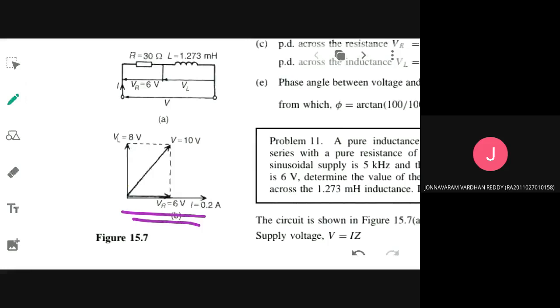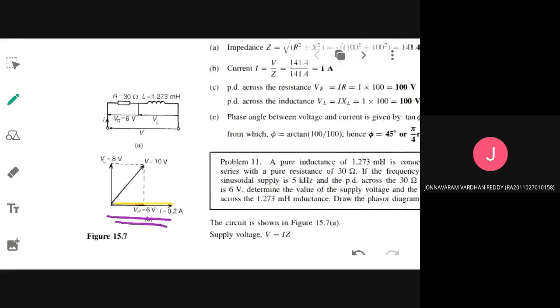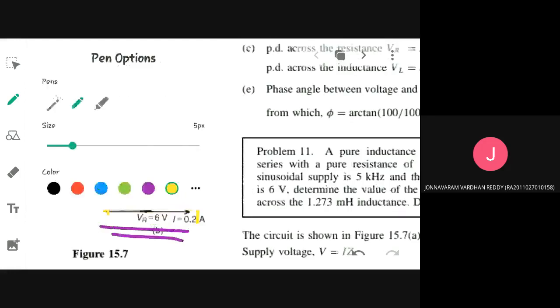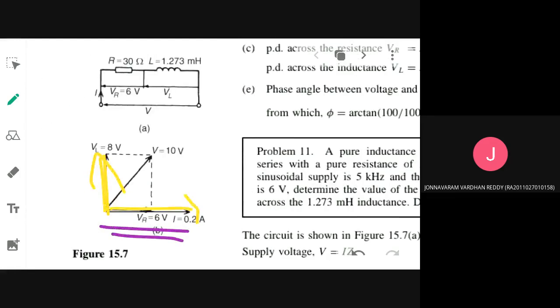So VR and I are in phase. Then you have to draw VL. Because I will be lagging behind VL by some 90-degree angle, you have drawn VL perpendicular. Then you have taken the phasor sum of the two voltages, which you have found out to be equivalent to 10 volt. Like this, some problems they will mandatorily ask you to draw the phasor diagram also. So you should be ready to do that.